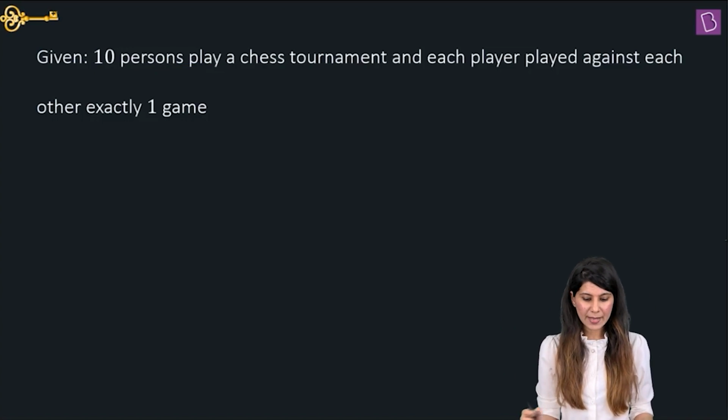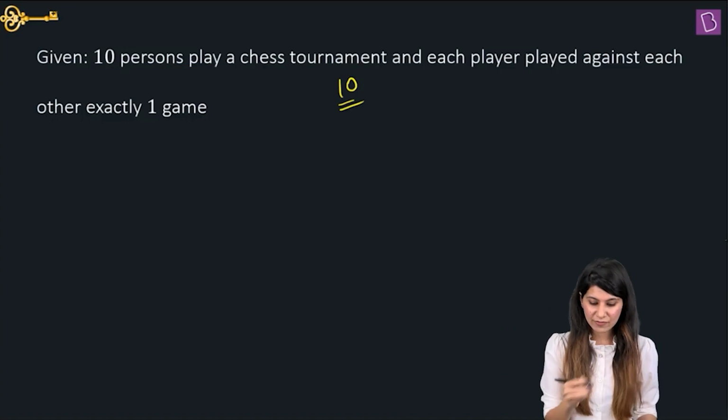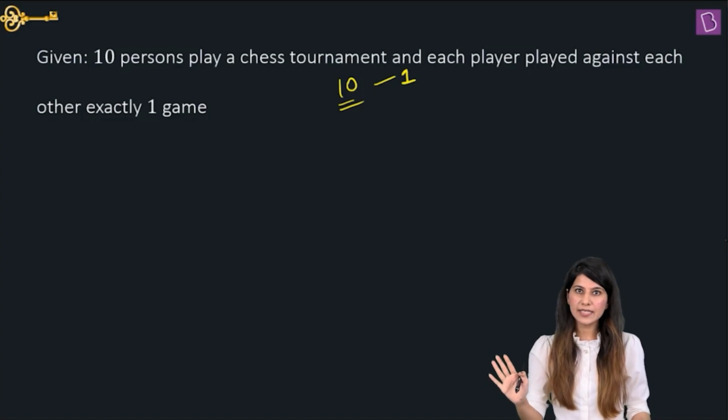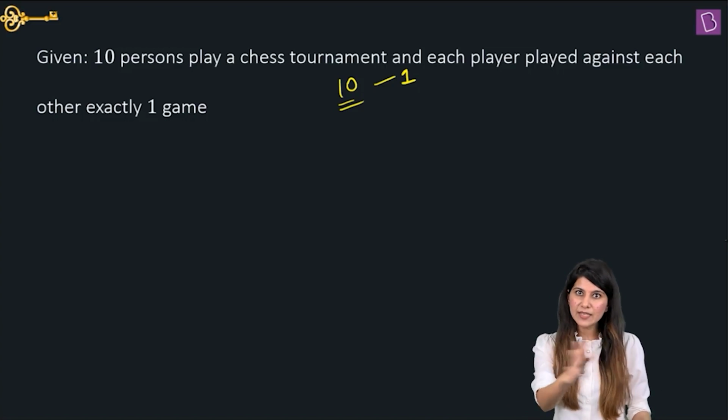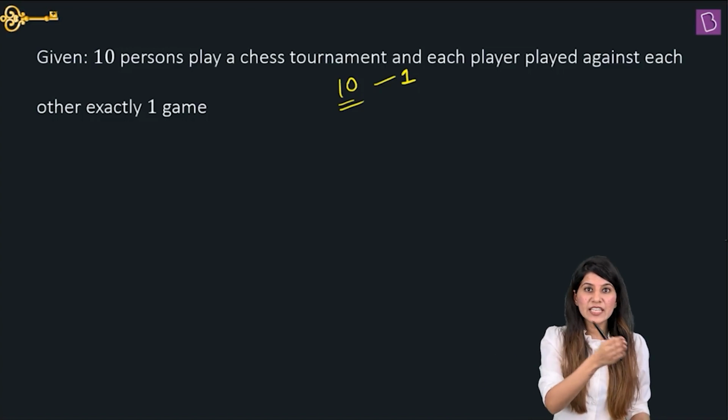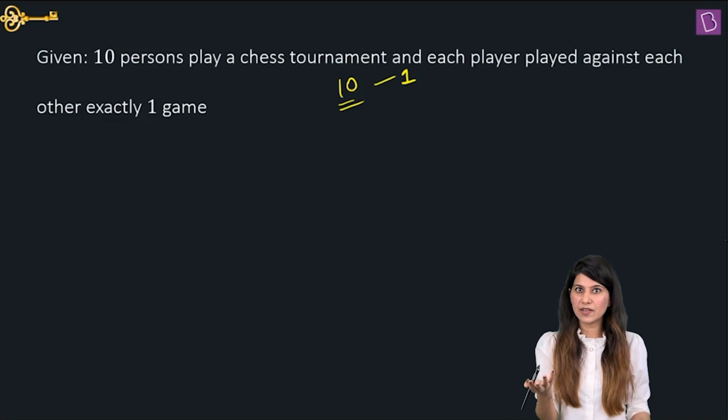Okay, so for example, 10 people are there, out of which one is me, and nine other people are there, right? One is me out of 10, and 9 more people are there. So how many games do I need to play? With each and every 9 person, I'll play a game. That means I'll play total 9 games.